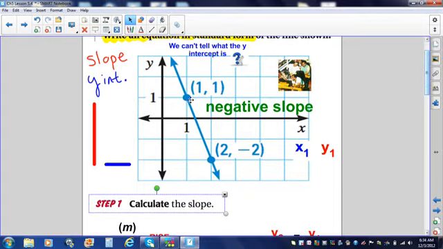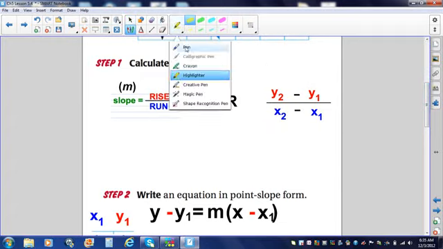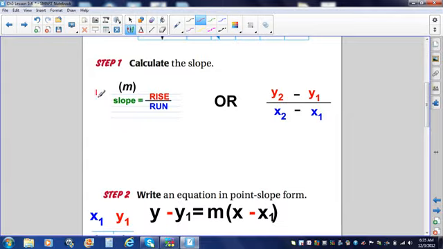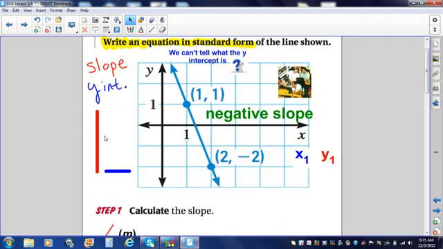There are two different ways that we could find the slope of this graph. The first way is rise over run. Remember that slope is also the variable m. We could do rise over run, or we could plug and chug and use our slope formula, y2 minus y1 over x2 minus x1. Both ways will work. I think it would probably be the fastest and most efficient way to use rise over run. If you want to do the other way, that's fine. We should come up with the same answer.